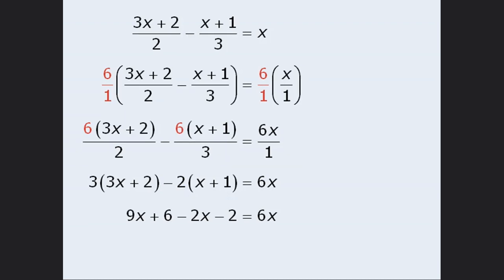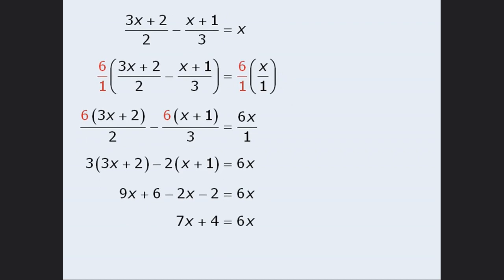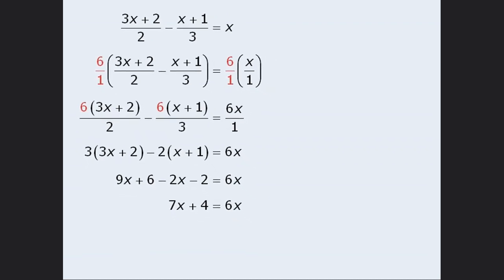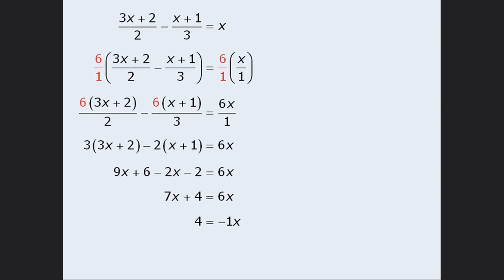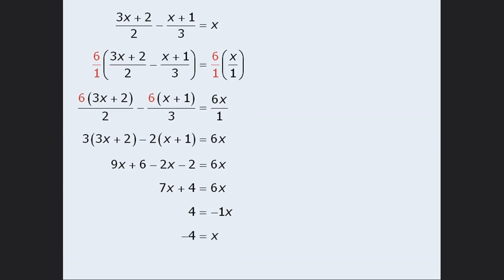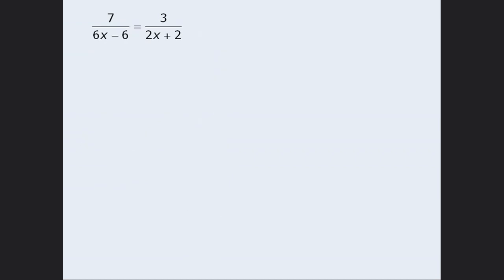At this point, we can simplify the left-hand side to be 7x plus 4, and now we can solve for x by first subtracting 7x from both sides, and then dividing both sides by negative 1 to get x equals negative 4.